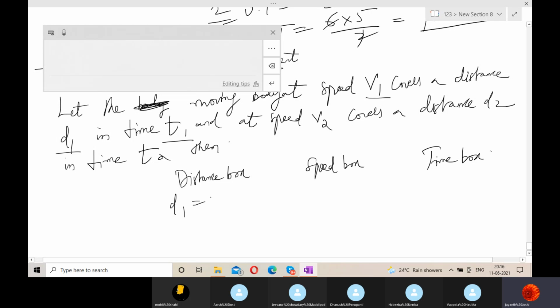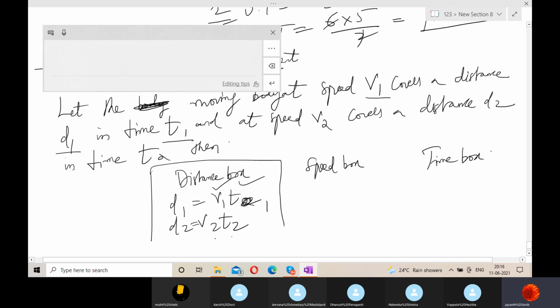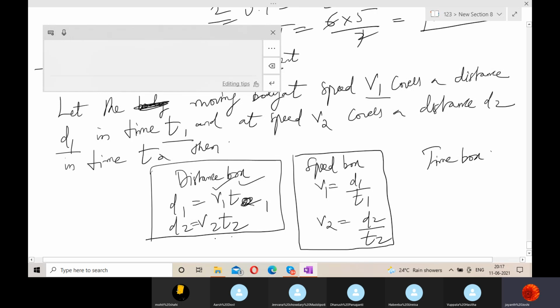So d1 is equal to v1 t1 and d2 is equal to v2 t2. Please try to understand these relationships, because distance is equal to speed into time. This is the distance box. Speed box: speed is equal to distance by time. Time box: time is equal to distance by speed. So these are the three boxes you should remember.